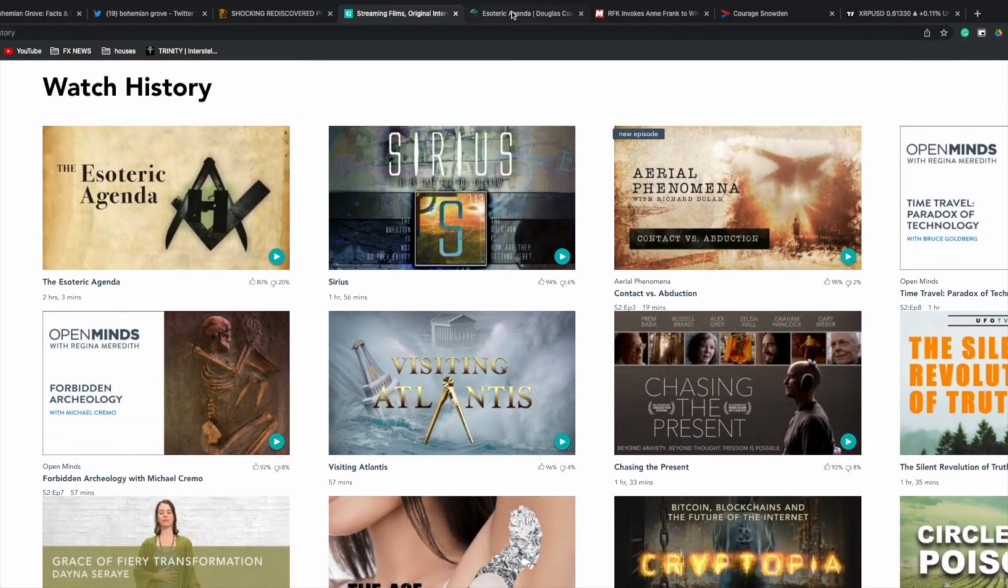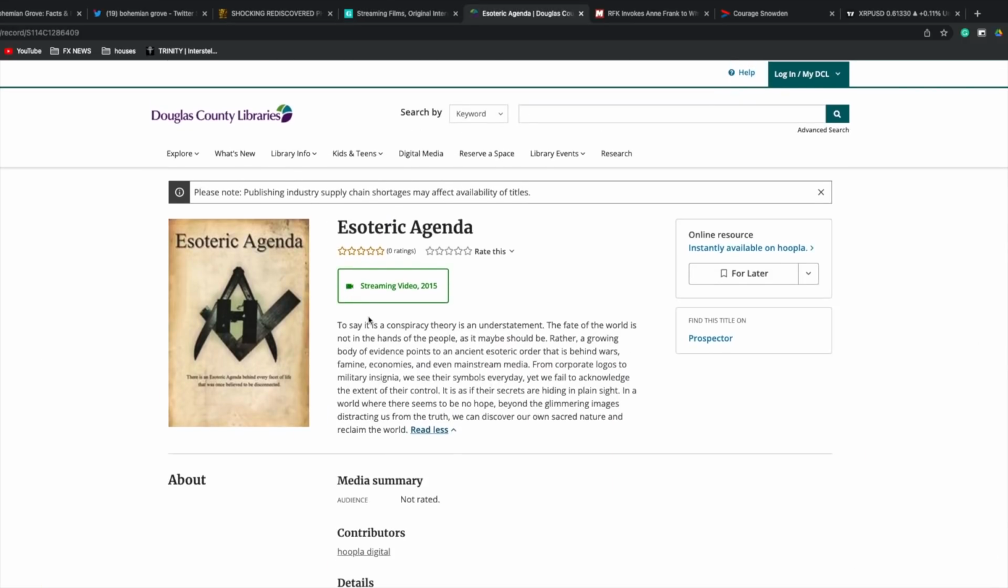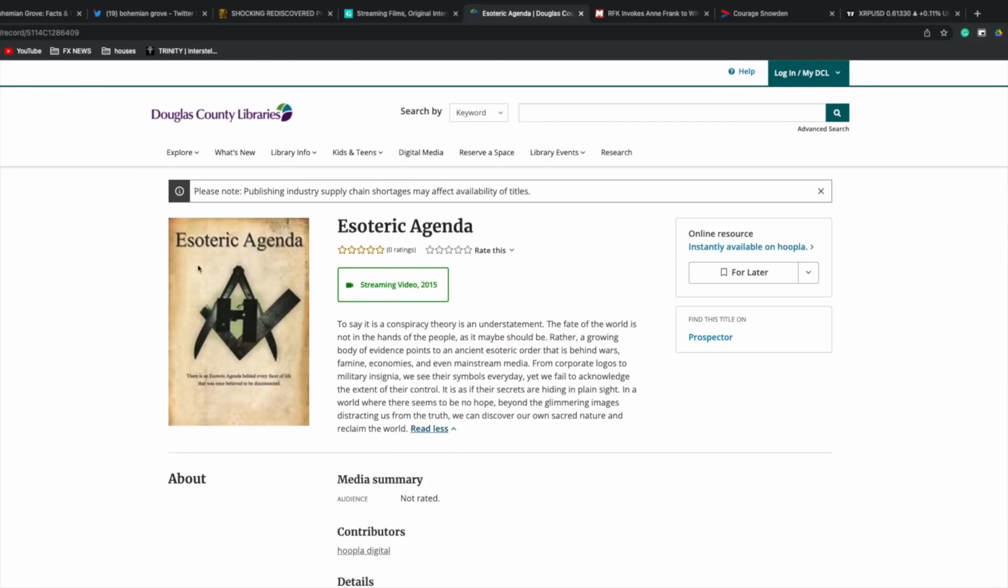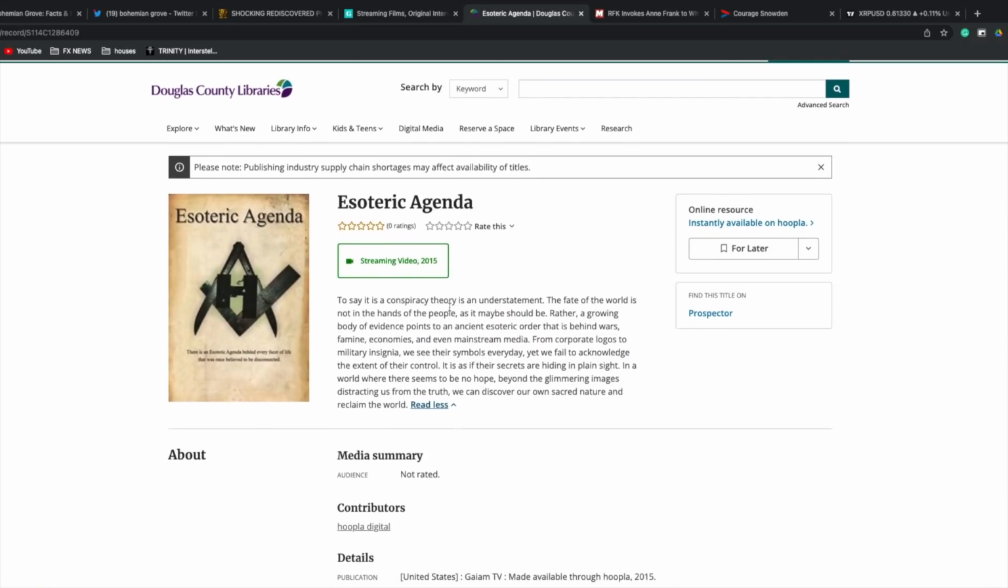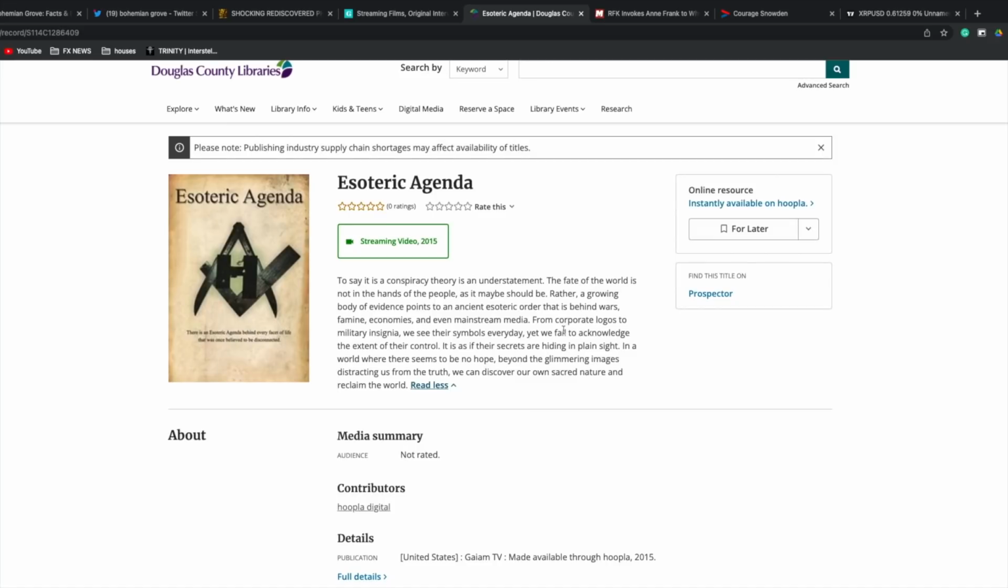Okay, so anyways, in that film, just to break down what that film is, to say it is a conspiracy theory is an understatement. The fate of our world is not in the hands of people, as it may or should be. Rather, a growing body of evidence points to the ancient esoteric order that is behind wars, famine, economies, and even mainstream media. From corporate logos to military insignia, we see their symbols every day, yet we fail to acknowledge the extent of their control. It is as if their secrets are hiding in plain sight. Would you look at that?